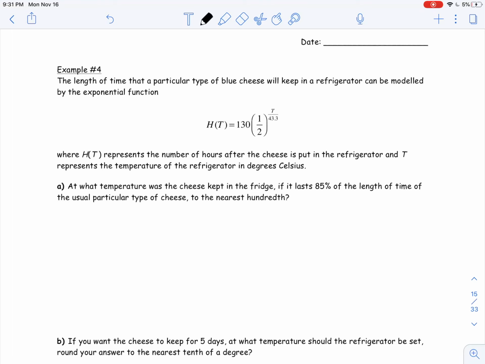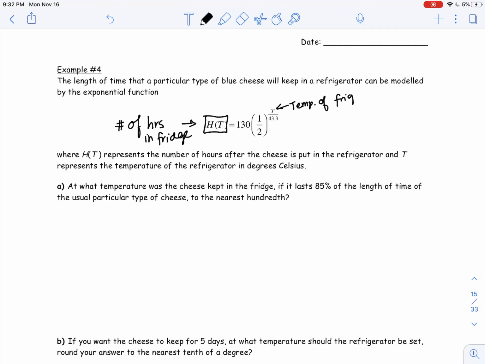Example number 4, they're giving us the equation now. Mostly everything's filled in except for t and h of t. Again, h of t represents one item. The length of time that a particular type of blue cheese will keep in a refrigerator can be modeled by the exponential function h of t equals 130 times 1/2 to the power of t over 43.3. They're telling us that h of t represents the number of hours after the cheese has been put in the fridge. So number of hours in fridge. So that's what h of t is.